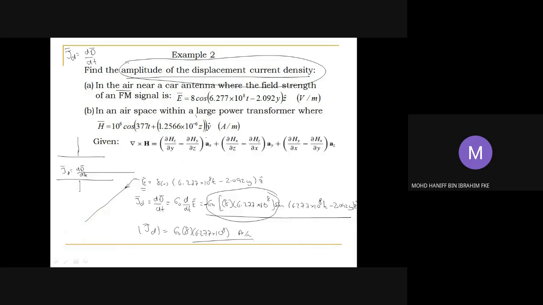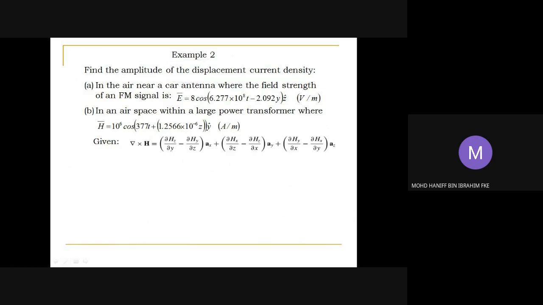Okay, so we go back to example number 2. I hope that you have understood these issues on calculation of the displacement current, in which for us to find the displacement current density, we need to obtain the E field. We will differentiate the E field, so that will give us the displacement current value. Okay, I proceed with the second example here.